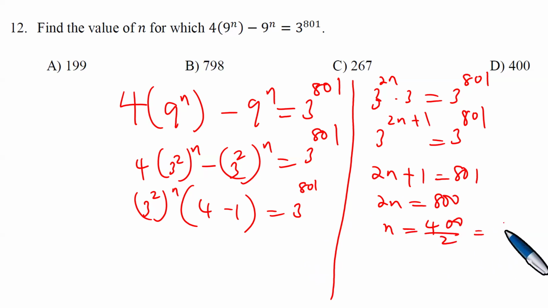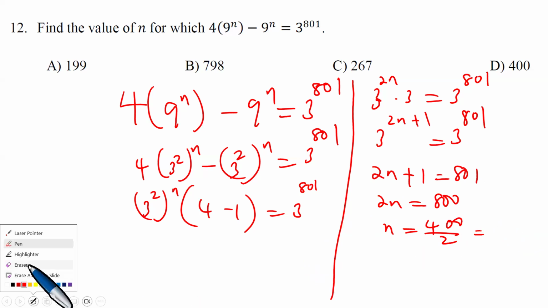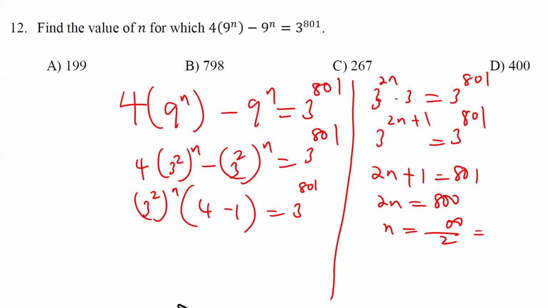What is 800 divided by 2? Okay, it's 400. Well then, 400, and the correct answer must be option D, right? Okay, that looks pretty easy. When asked to find the value of n, always go back to the question to see if you answered the question correctly. Because I said find the value of n, and we found the value of n. Next question.